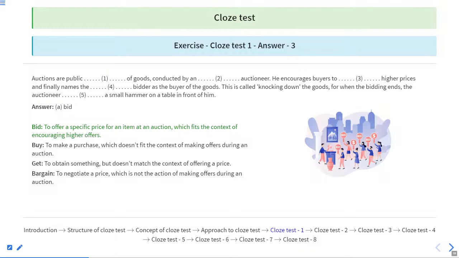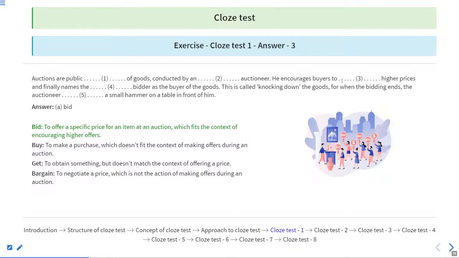So, we already know the first two words. We are focused on the third word. There were several choices. The best option is actually bid. Let us look at why. So he encourages buyers to bid higher prices. Bid means to offer a specific price for an item at an auction. This fits the context of the sentence where we are asking people to offer higher prices and therefore bidding is done.